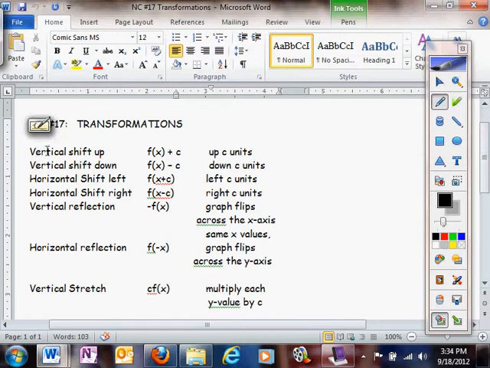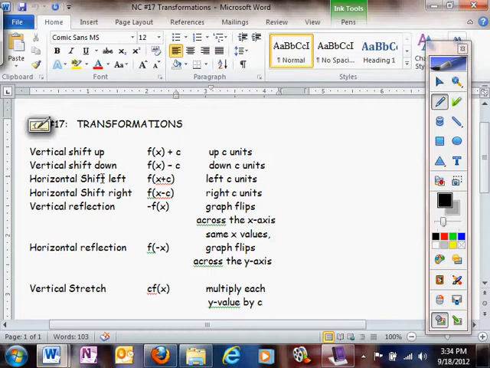We have a vertical shift. You need to know that vertical means up and down. Vertical shift up or down. If it's a vertical shift up, it'll be the function and then outside of parentheses plus c, and that's up c units. In other words, c will be some number, and you'll have to go up so many units. If it's a vertical shift down, it'll be f of x, some function, something going on, and then a minus c outside of the parentheses. That's down c units.